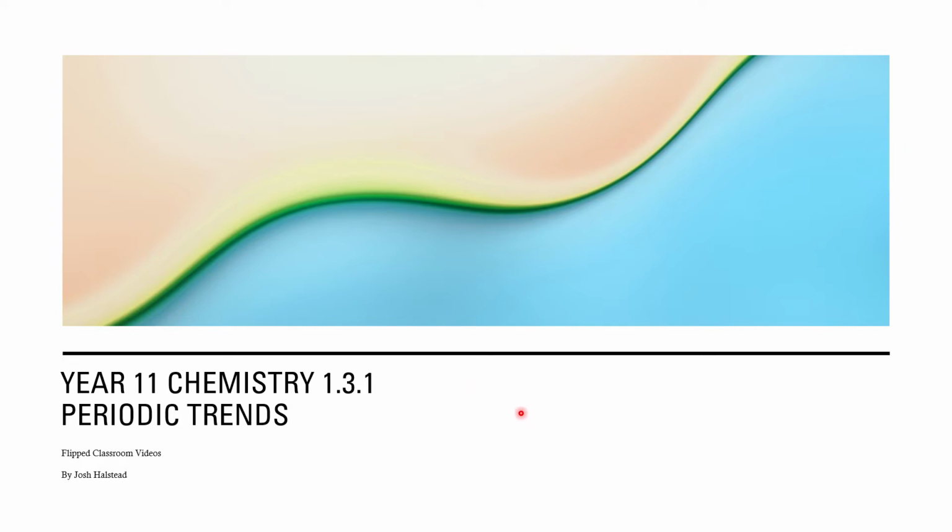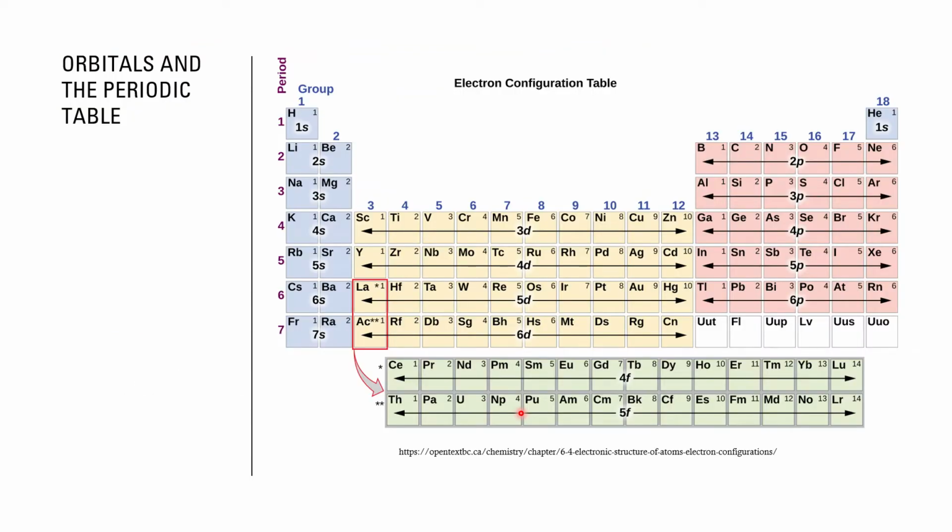Hello chemistry students. In the last video we were looking at electron configurations and electron orbitals, and we were exploring the idea that there were patterns and trends in the periodic table. In this video we're going to explore some more of those. So first off, quick recap.